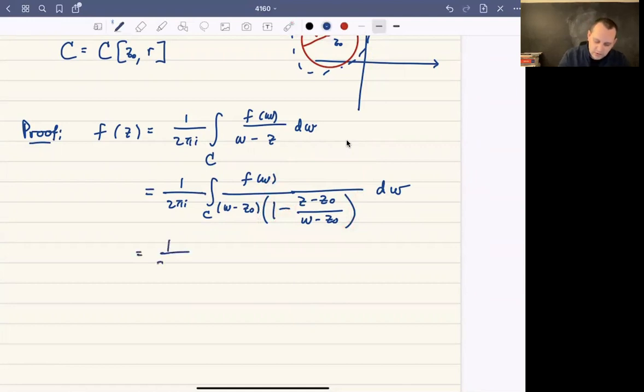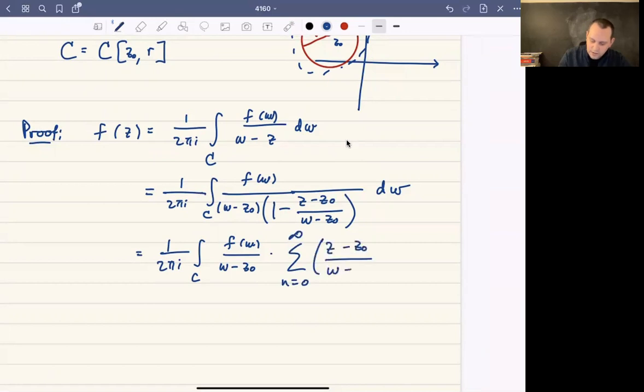Then we can write that as a geometric series. So this is going to be 1 over 2 pi i times the integral over c of f of w over w minus z naught times this geometric series, the sum as n goes from 0 to infinity of z minus z naught over w minus z naught to the n, and we're integrating with respect to w. Now the key point here is that we had uniform convergence on this circle. There are some technical details here that the book does a better job at explaining, but I just want to give a quick sketch.